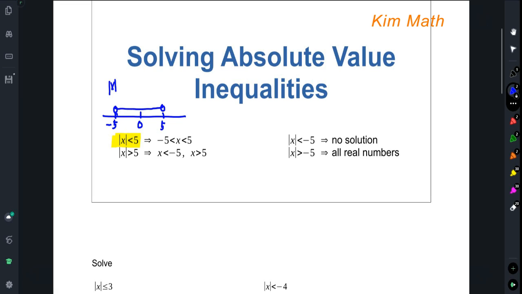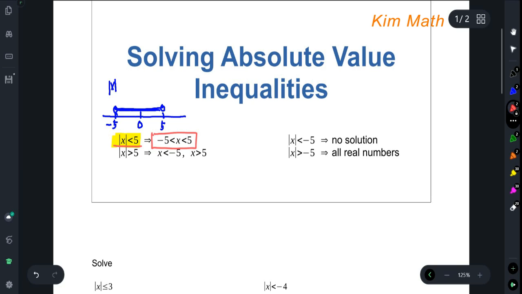All points in our answer have a distance less than 5 from the origin. So this is the only way to eliminate the absolute sign from absolute value of x is less than 5.